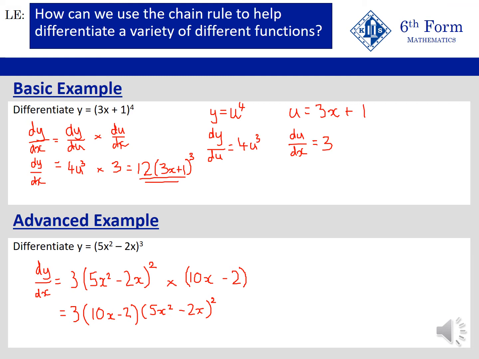Okay, so this shouldn't be too tough to deal with. We're using the rule we normally use of multiplying by the power and reducing the power by 1 on the bracket. And then as a correction, we have to multiply by what we get when we differentiate the inside of the brackets as well.